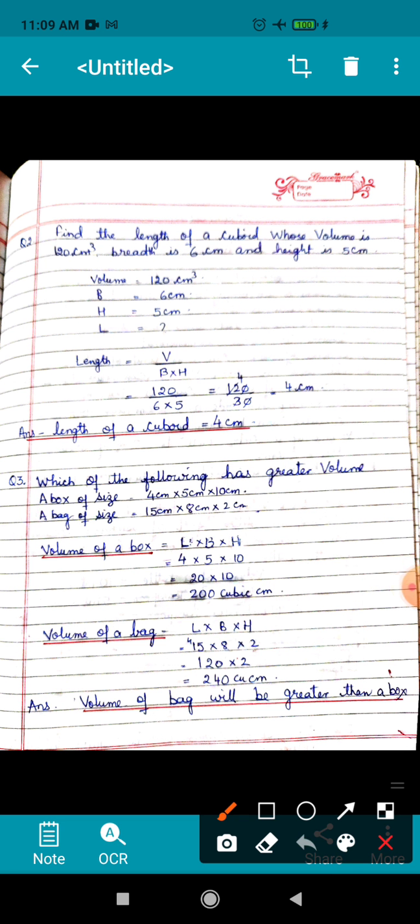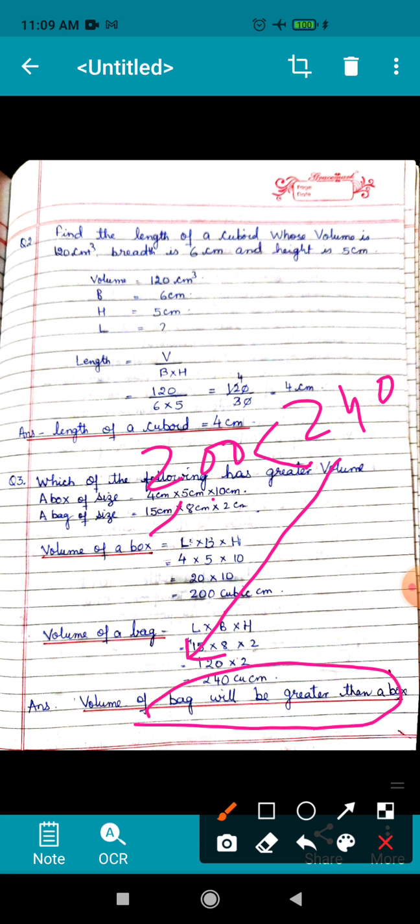Here you can see 200 and 240. 200 is the volume of a box and 240 is the volume of a bag. Which one is greater? Volume of a bag is greater. Okay? Because its volume is more. Right? So children, you all have seen all the problems are based on formula. So it is very necessary that you learn all the formulas, okay, and do practice of the questions.